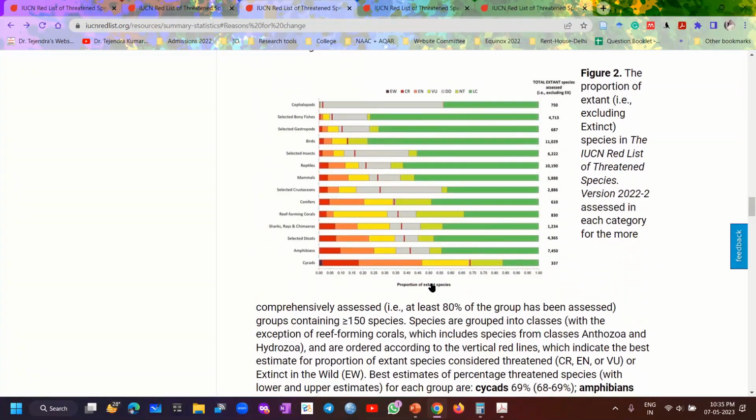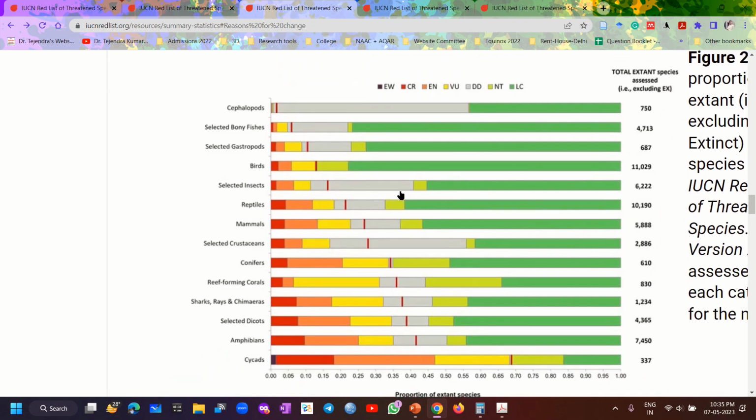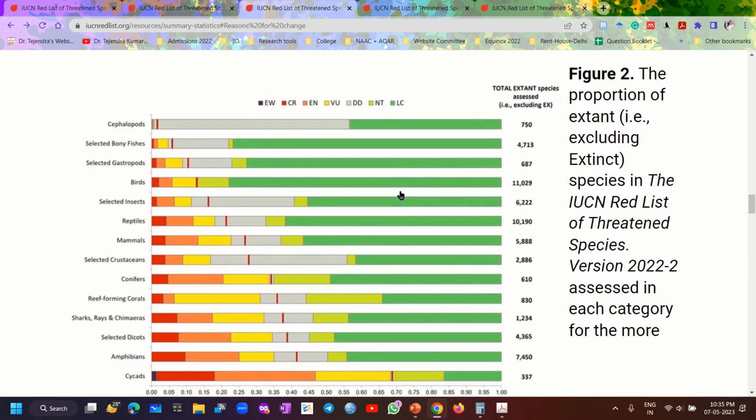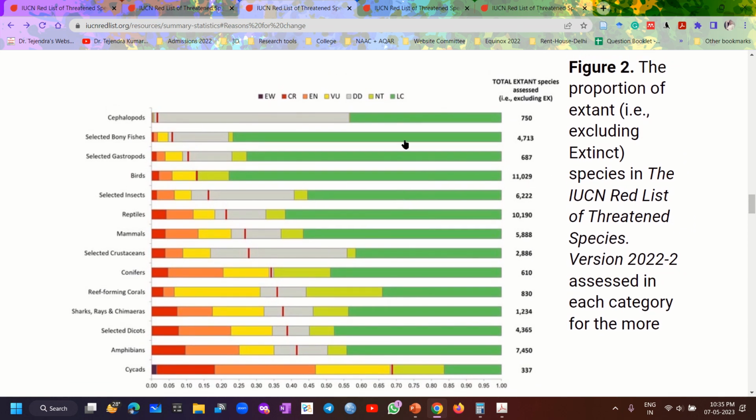So these are the different categories. If you see this proportion of the extant species, you will find the complete status of all these species. So let's see all these things. You can find here these categories: extinct in the wild, critically endangered, endangered, vulnerable, data deficient, near threatened, and least concern. Here you can see these are arranged in the order of threat. If you see, the cephalopods are at the lowest threat.